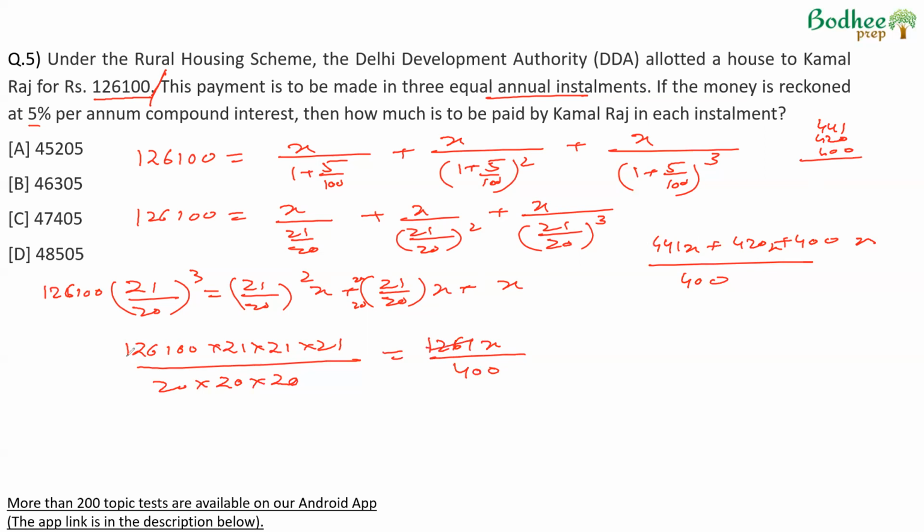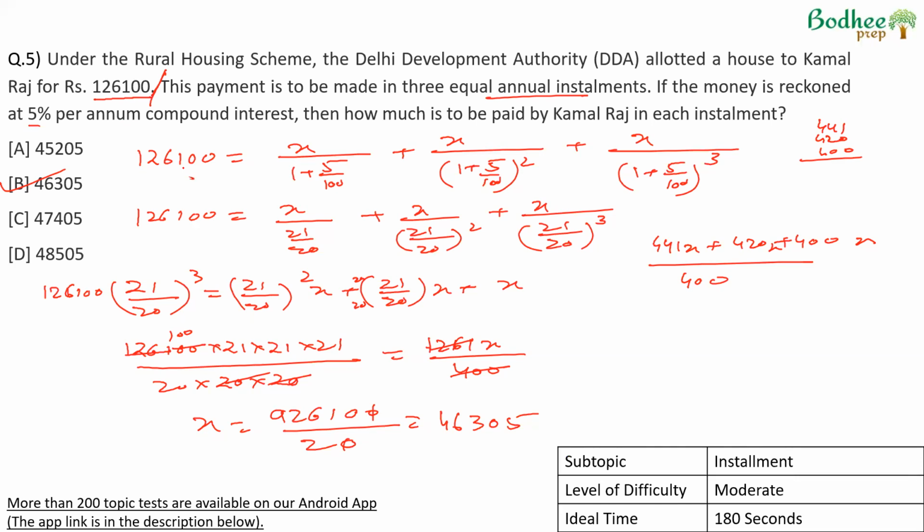Therefore, 1261 cancel. We are left with 100 here. 400, so this gets cancelled. So x becomes 9261, which is the cube of 21, 0 upon 20. 0 cancel. So 92610 upon 2. 92 will be 46. 305. 46305 becomes the value of x. So each installment will have a value of 46305.